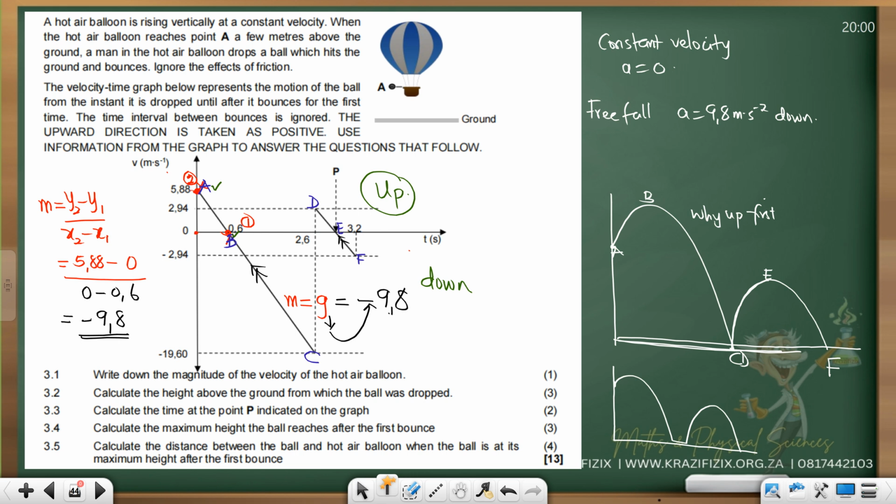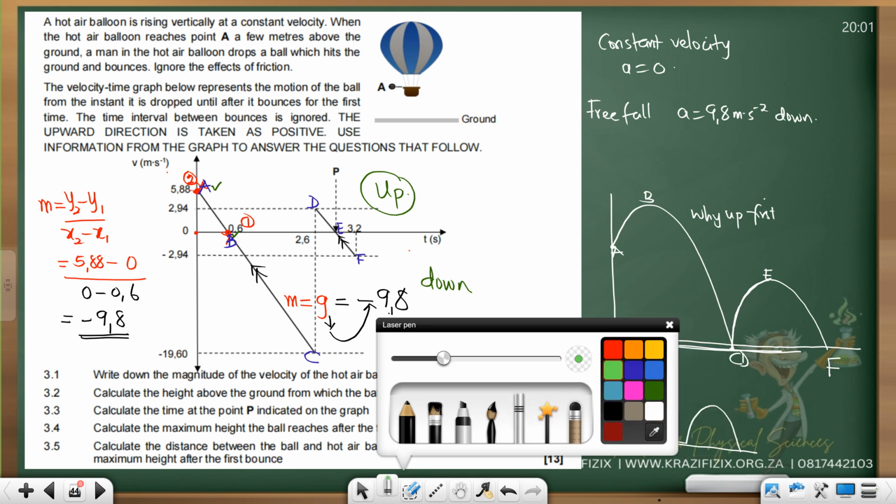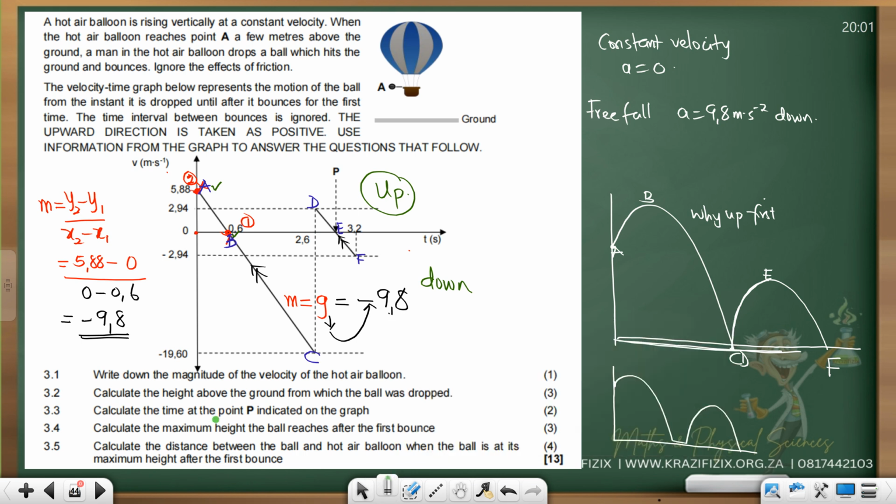But look, if you understand what I did here, somebody should take a picture of this and send it to the group. I want to see how you can further interpret this. I have actually answered almost all of these questions while explaining. Calculate the time at point P indicated on the graph. That one is very easy. It's the midpoint of these two.